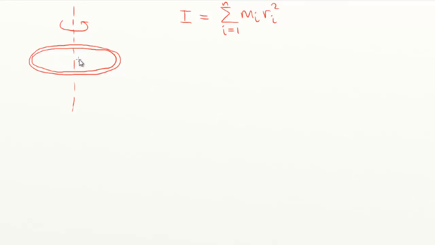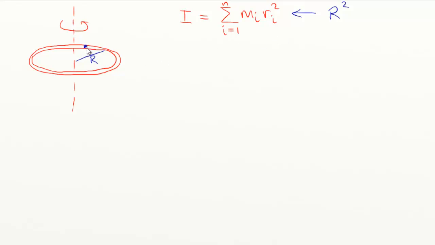Everything's at the same distance here. If we've got a radius capital R, then that isn't changing for any of the bits in this ring. So the r squared at the end is going to be a capital R squared.